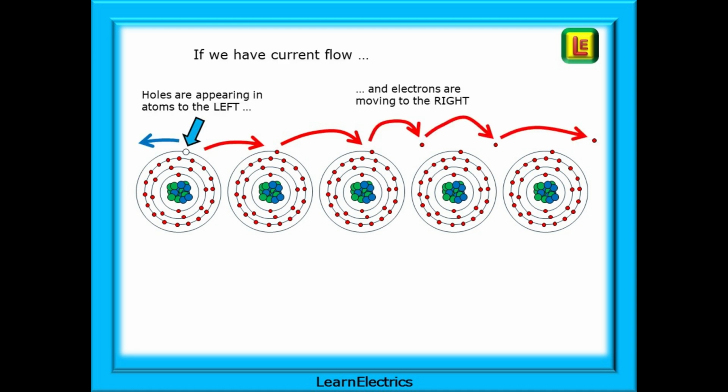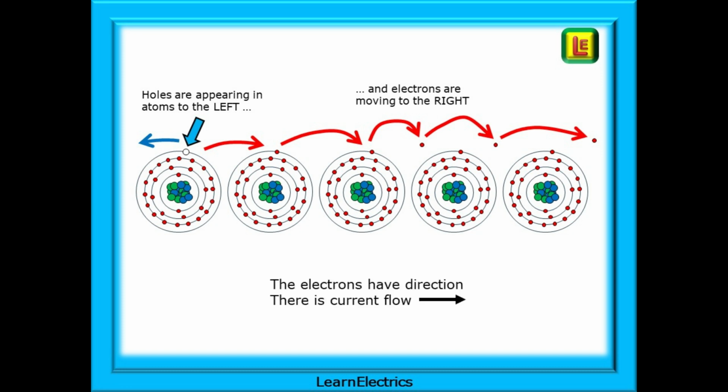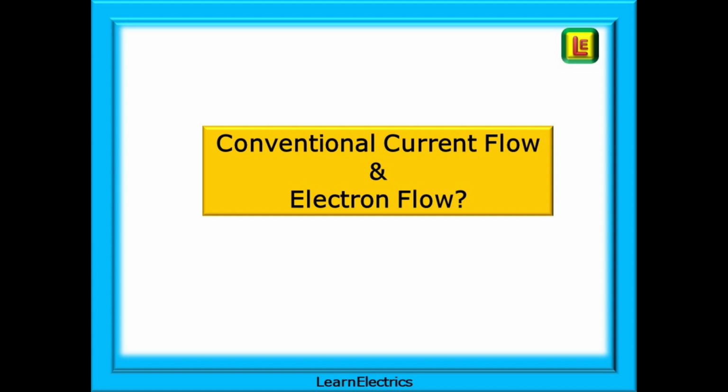And this is happening with all the atoms in the copper wire. They are moving to the right in this example, and the holes appear to be moving to the left. Because an electrical source is acting on them, the electrons have direction. There is current flow. Now is the time to look at conventional current flow and electron flow, two different ways of looking at the same thing.